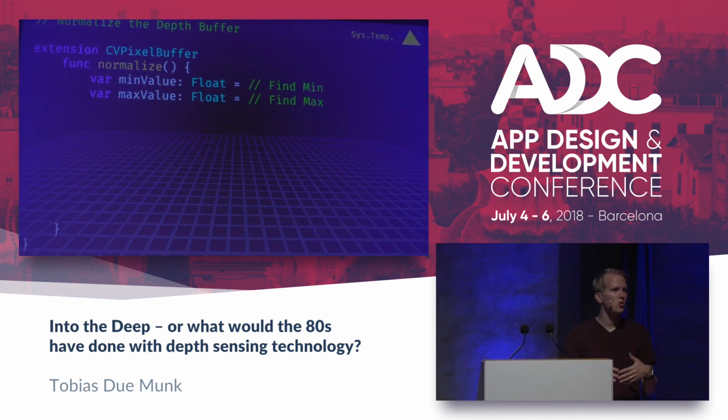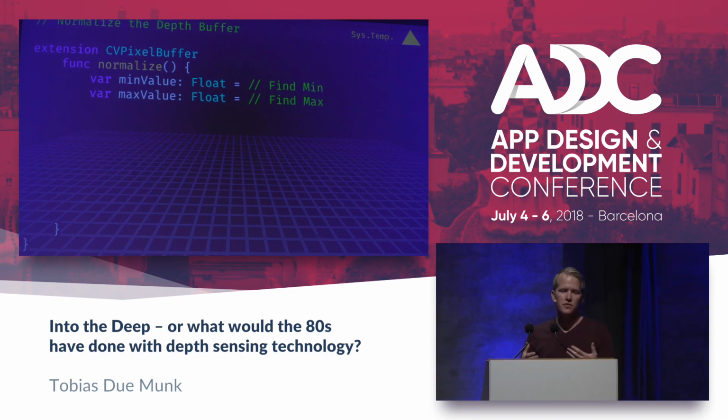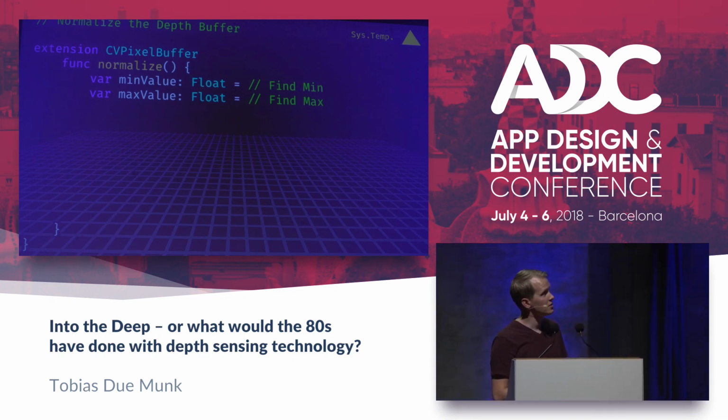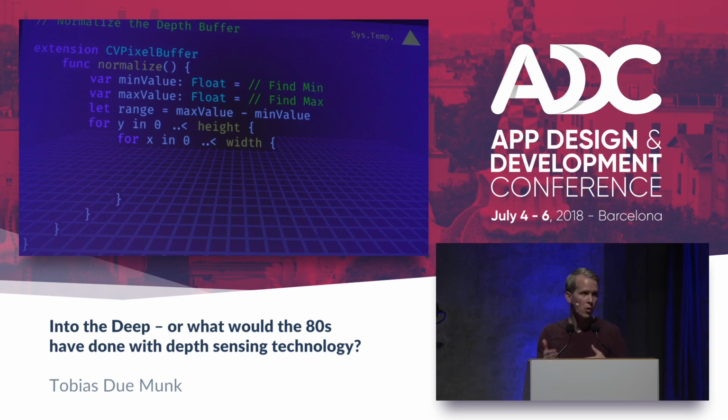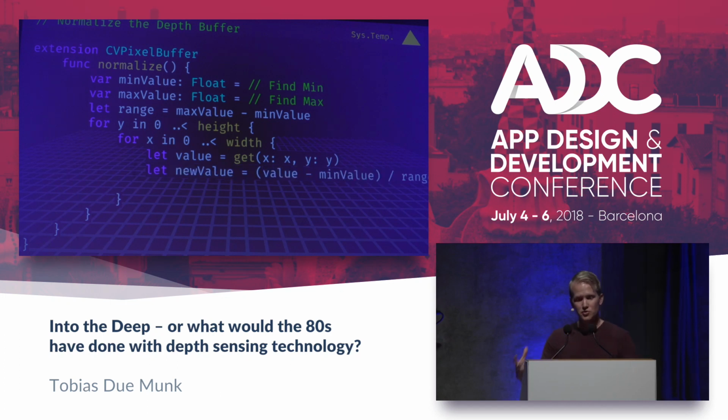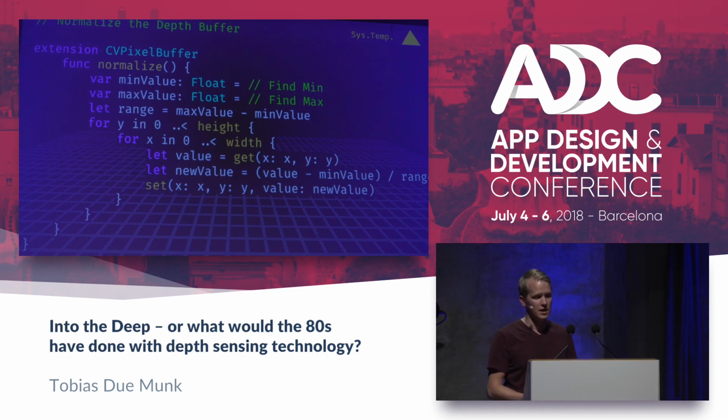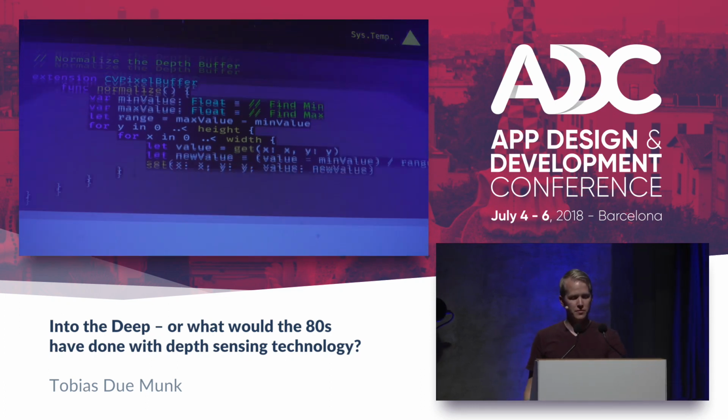Now to the actual normalize function. First we want to find the minimum and the maximum value. This is homework for next time for everyone. When we have those values, we can calculate the range of all the values. Then we can loop over all the single pixels in the frame, read the current value, calculate a new normalized value, and write it back into the buffer. And now we do have a normalized buffer.